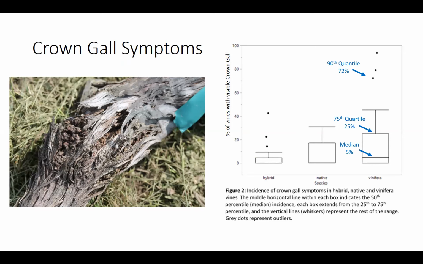winter injury. So on the natives, the median was much lower, 0.3%, and we get up to the 75th quartile. That's 17%. So 75% of the vineyards had less than 17%, and then the top of that was 28%. On the other hybrids, much lower. Basically, the median was indistinguishable from 0 and the 75th quartile at 4%, and the 90th quantile at 21% of the vines with crown gall. So, more crown gall than Eutypa.